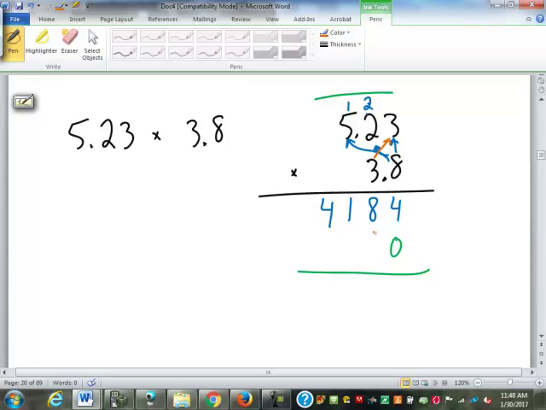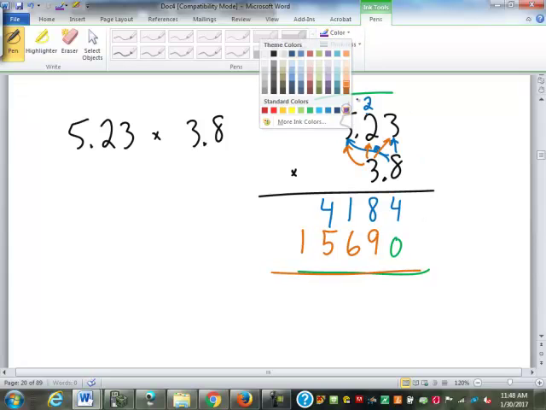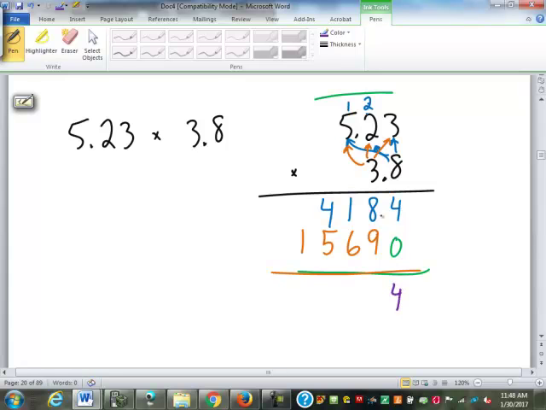So 3 times 3, 9, 3 times 2, 6, and 3 times 5, 15. So 5, carry the 1. And so we add 4 and 0 is 4. 8 and 9 is 17. So 7, carry the 1. 1, 1, and 6. 8, 4, and 5. 9, and the 1.